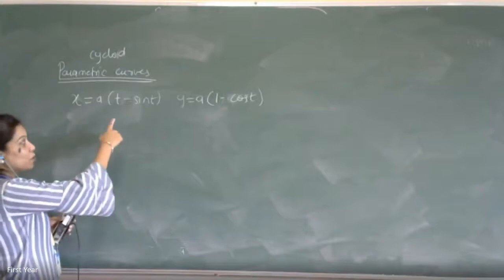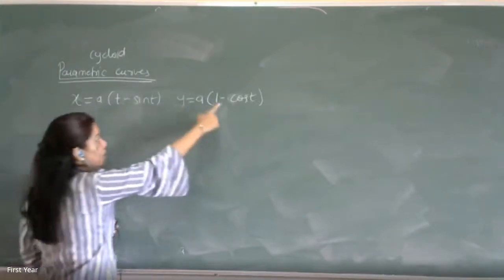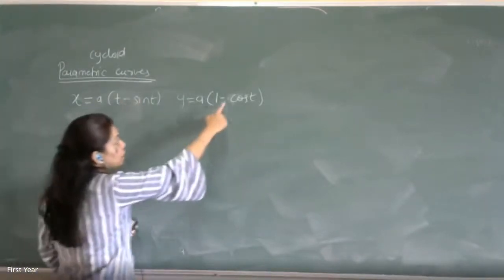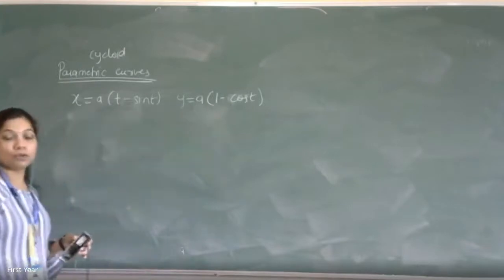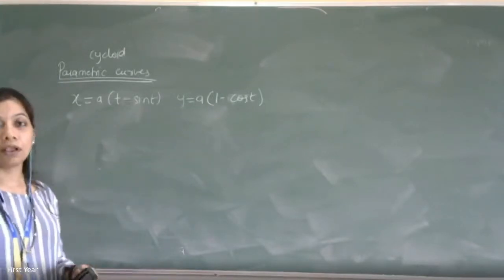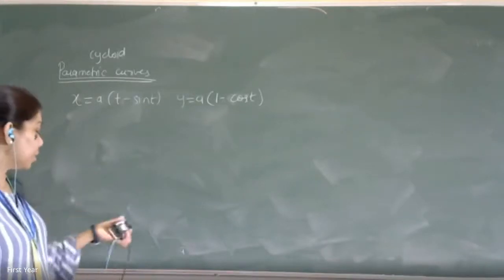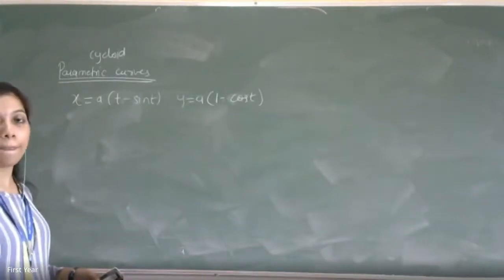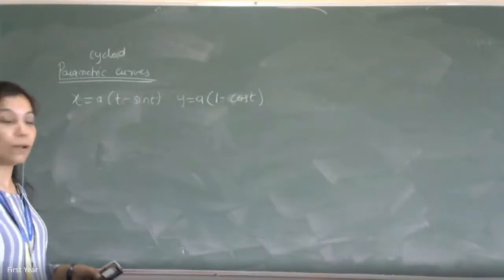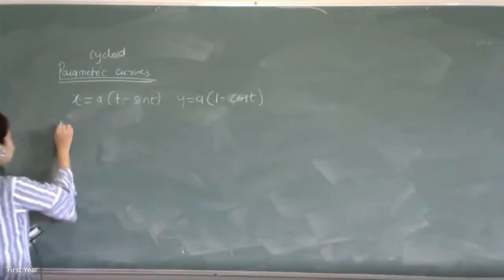What are the 4 possible cycloids? The sign will be plus here, as it is here, minus here, plus, and both minus. So there are 4 cycloids. Why they are called cycloids, you'll understand when we draw it. So is the equation clear to everyone? Yes, ma'am. Okay. So now let us find the first point, symmetry.